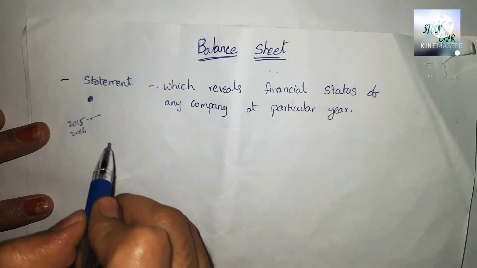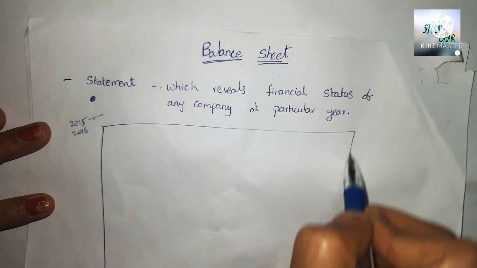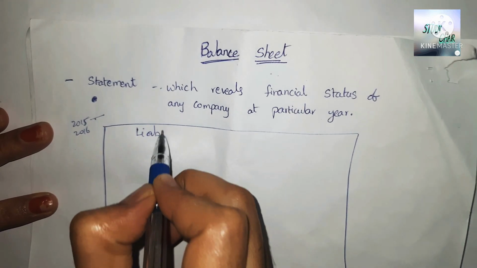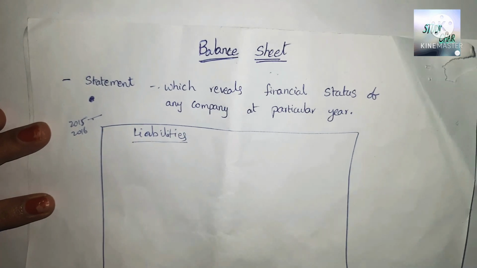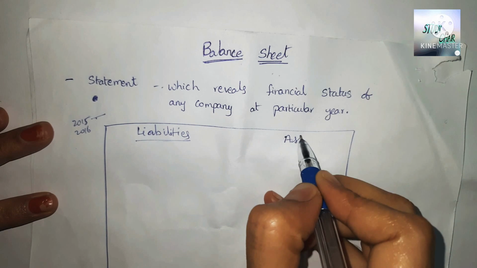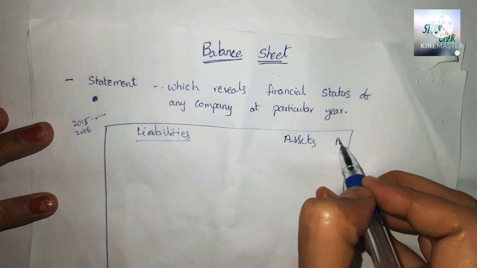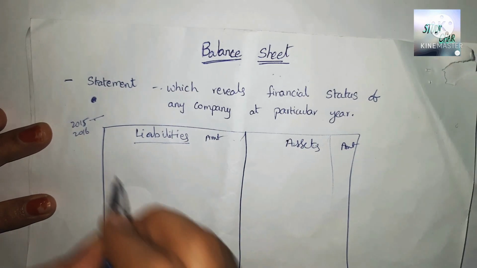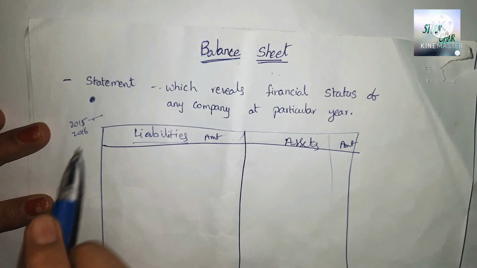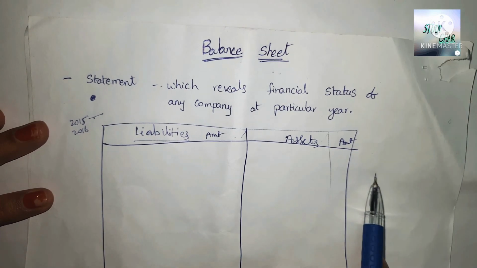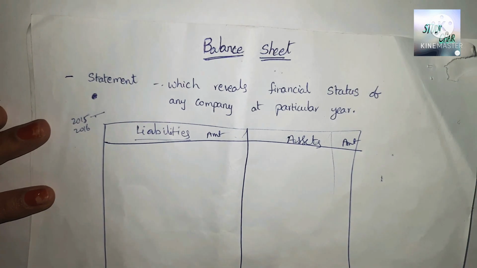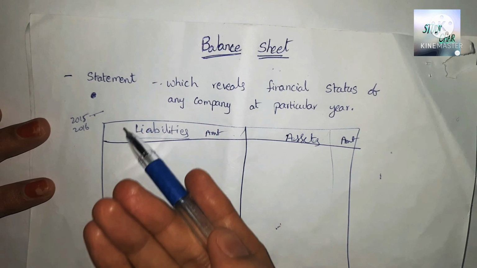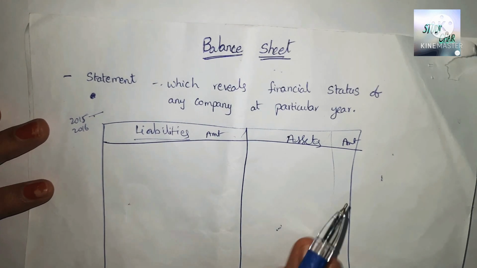So how does a balance sheet look? It contains liabilities on the left side. Liabilities means debts, and assets on the right side. Assets amount here, liabilities amount. This is the balance sheet format: liabilities on the left side and assets on the right side. So let us see what type of assets and what type of liabilities come under the balance sheet.